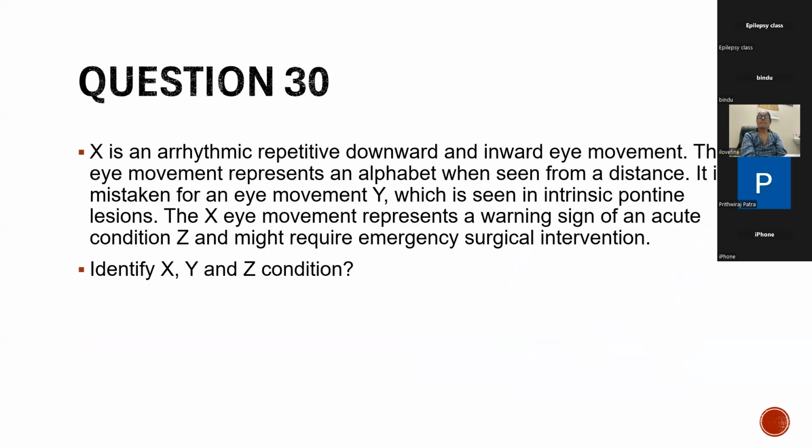Question number 30. X is an arrhythmic repetitive downward and inward movement of the eye. This eye movement represents an alphabet when seen from a distance. It is mistaken for an eye movement Y, which is seen in the intrinsic pontine lesion. The X eye movement represents a warning sign of an acute condition Z and might require emergency surgical intervention. Identify the X, Y, and Z.